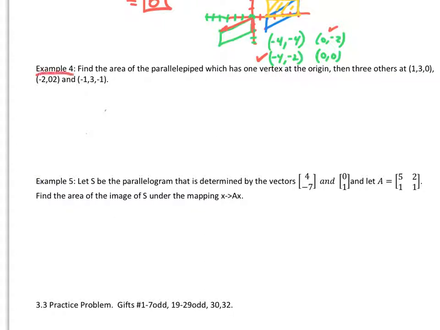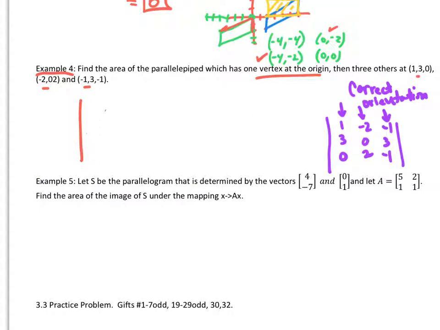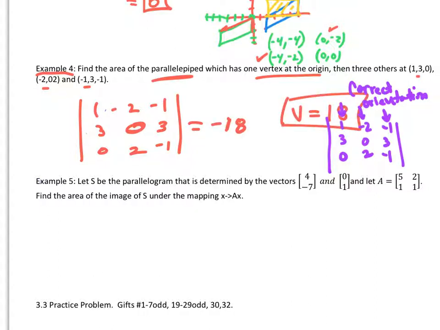For example 4, I have one of the vertices at the origin, and then the other 3 are here. So those already have the situation set up like I want, so I'm just going to go ahead and put these into the matrix to find the determinant, and that should give me the volume of the parallelepiped that I want. If you calculate this, you do get -18. But then we need the positive value, so this would be 18 for the volume.